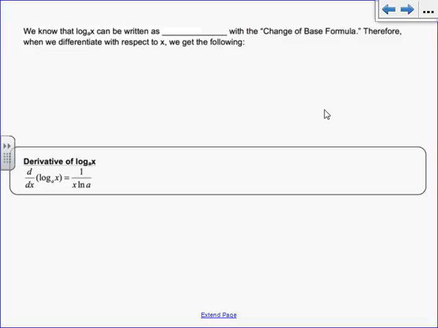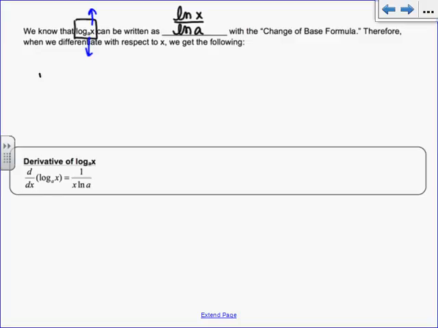All right, so it says we know that log base a of x can be rewritten using the change of base formula into natural logs. We like natural log, because if we're taking the derivative of natural log, it's super simple. It's 1 over x, right? So we like that derivative. So if we can write this in a different form, then we're good. So we're going to rewrite it as natural log of x over the natural log of a. Remember, the subscript goes down, the other number goes up.